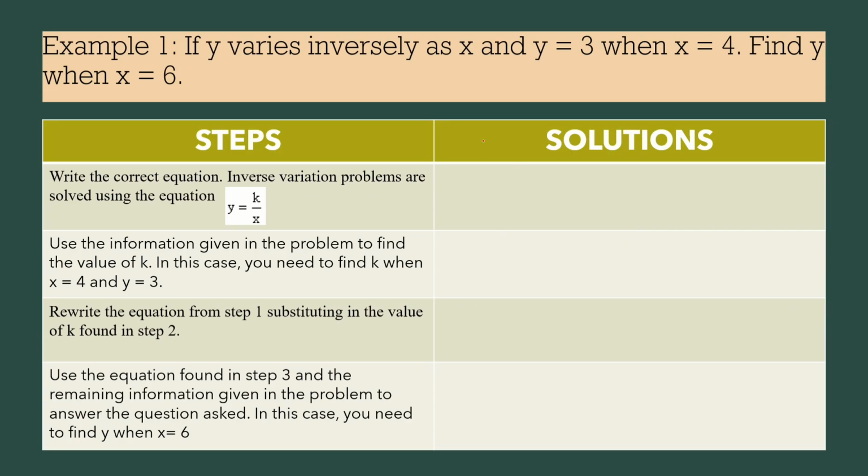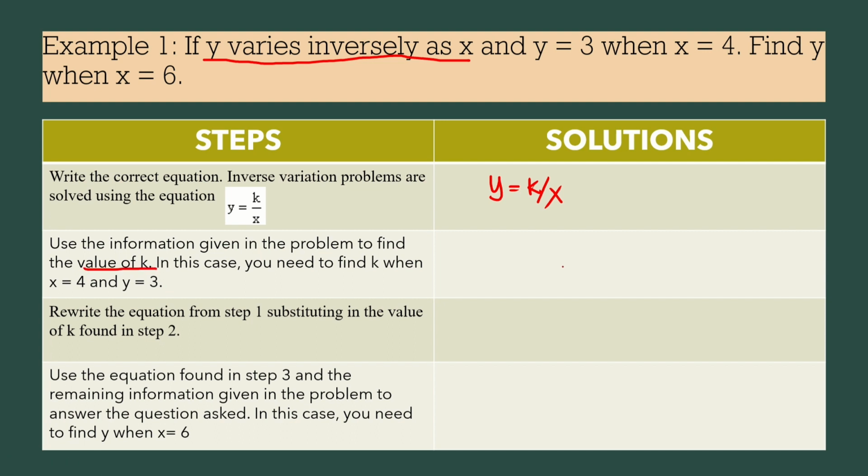Let's try to answer example number 1. If y varies inversely as x and y is equal to 3 when x is equal to 4, find y when x is equal to 6. Our step number 1 is to find the correct equation. You can find it in the first statement. Y varies inversely as x means that y is equal to k over x.